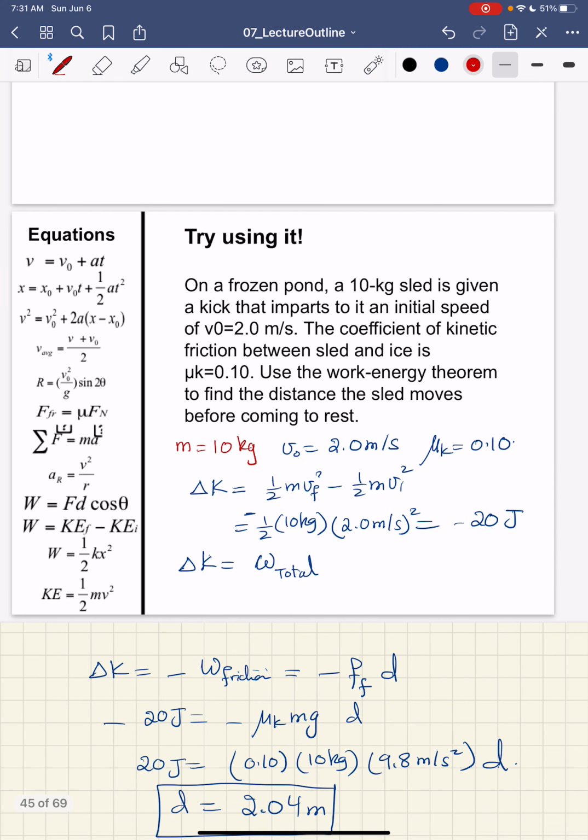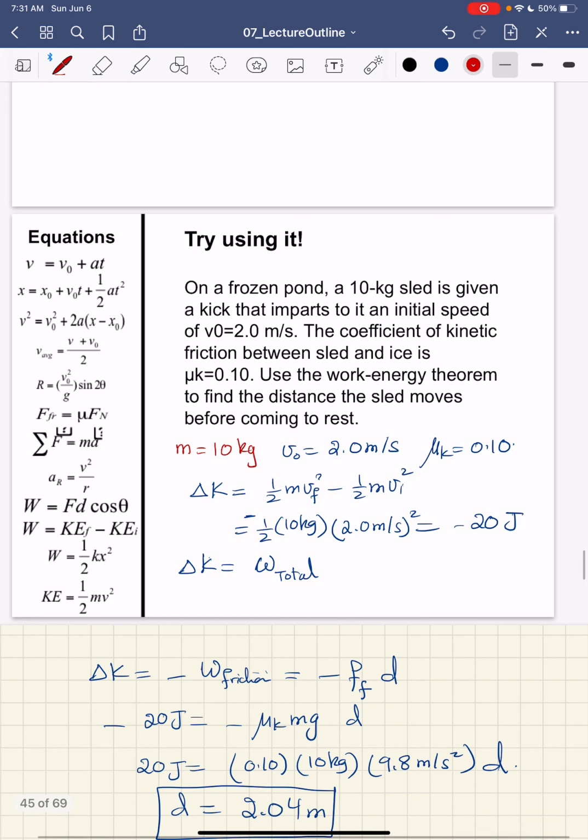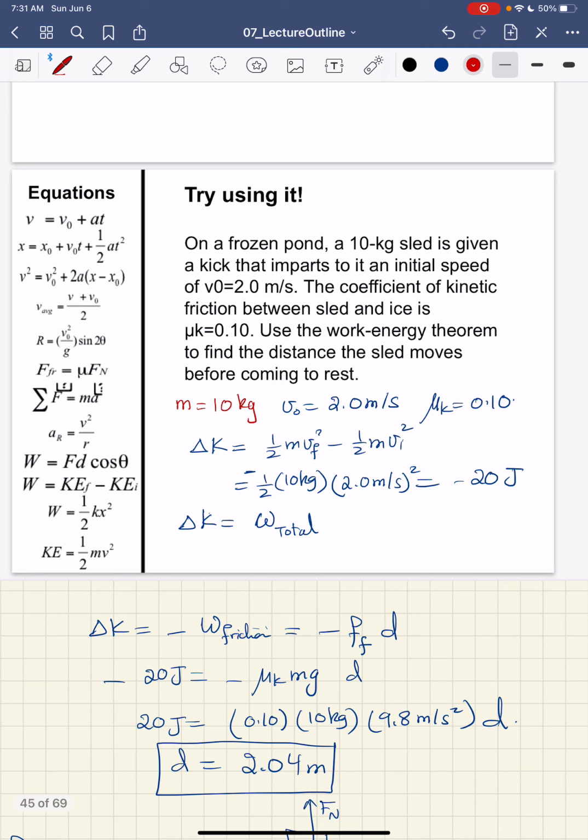Now, let me also continue with these solutions. On a frozen pond, a 10 kilogram sled is given a kick that imparts to it an initial speed of 2 meters per second. The coefficient of kinetic friction between sled and ice is 0.1. We are going to use the work energy theorem to find the distance the sled moves before coming to rest. Then the mass is 10 kilograms, the initial velocity is 2, and mu k is 0.1.